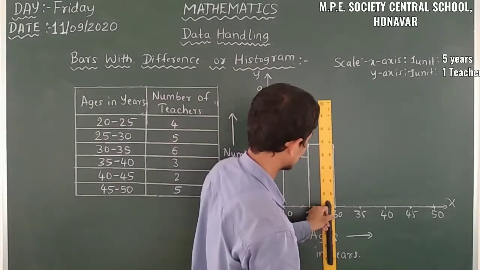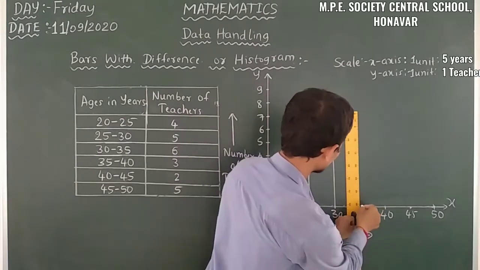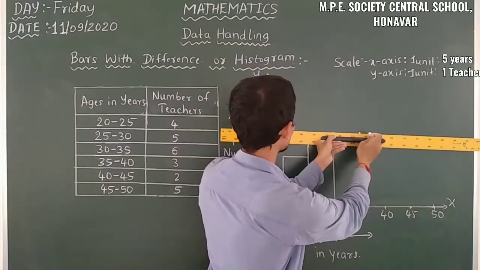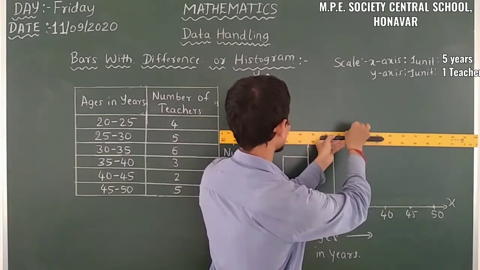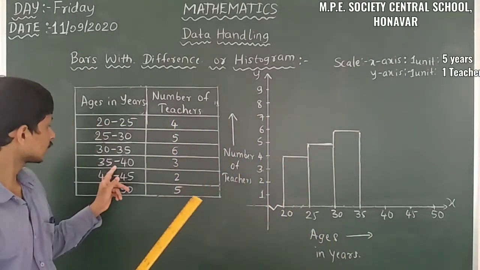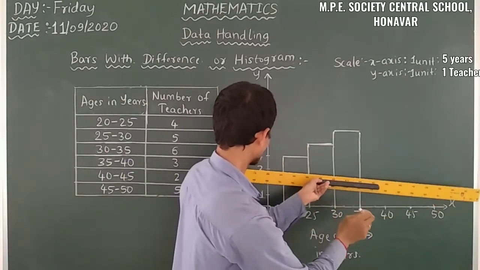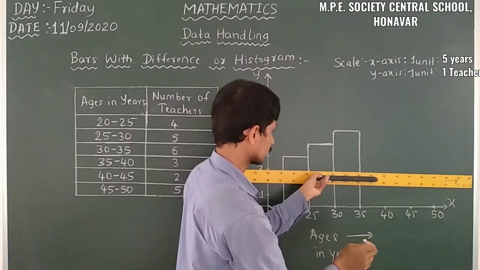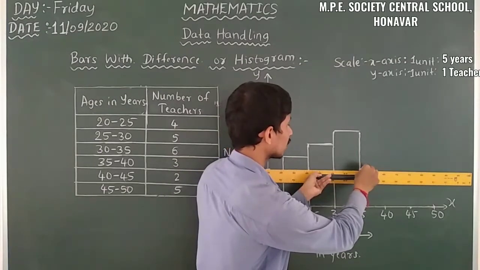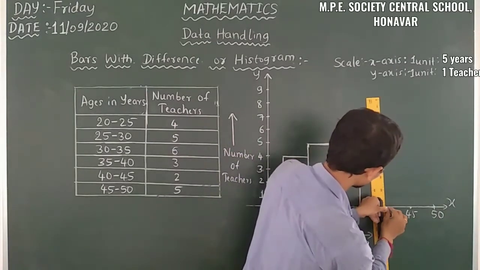So here we have to take up to the mark of 6, and here also we have to take up to the mark of 6 like that. So then we have to take the horizontal line up to the mark of 6. Then 35 to 40, 3. So here we have to take up to 3. So here we have to take like this, up to 3. So on the mark of 3 we have to take the horizontal line first. Then we have to take the vertical line like this.